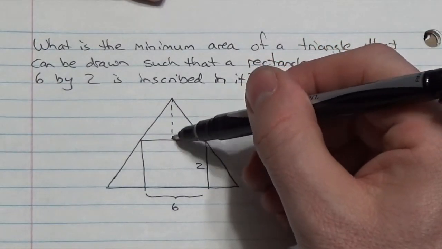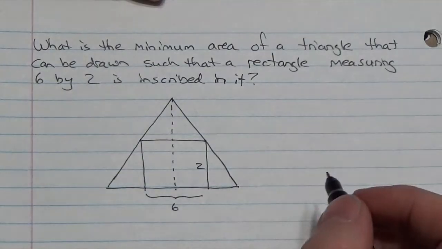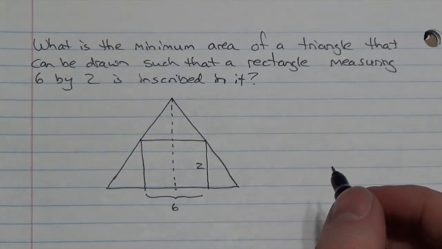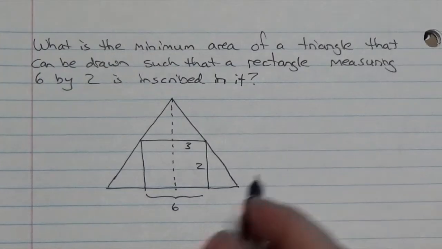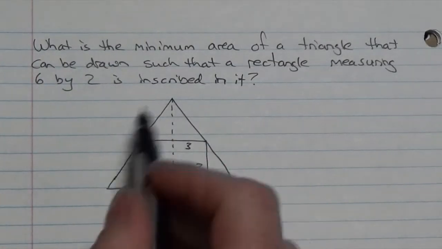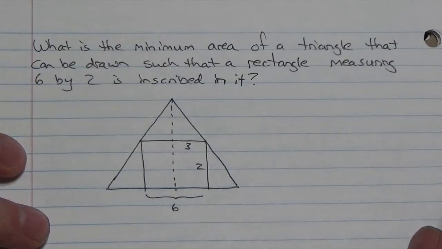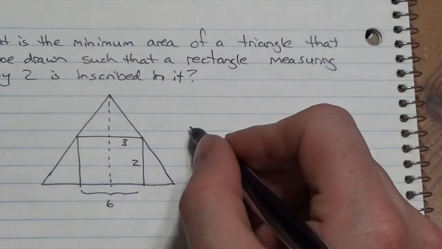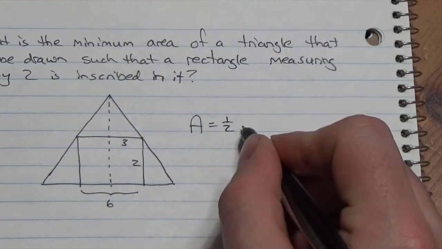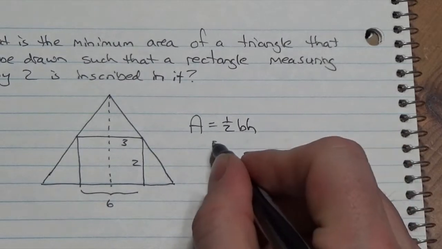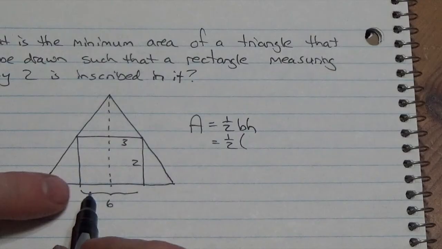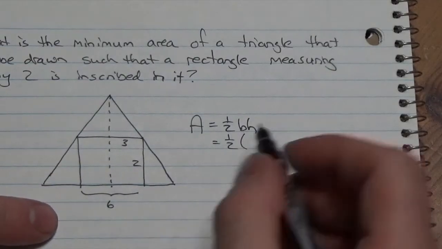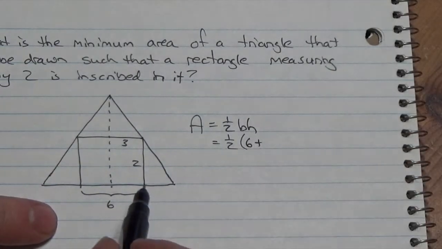So one of the things we'll do here is drop an altitude straight through. And I think you can tell right away that this little distance here is going to be 3. Now, to come up with the area of the triangle, bear in mind that the area of a triangle is 1/2 base times height. So 1/2 base times height. Well, what's my base? My base is going to be 6 units plus a bit here.